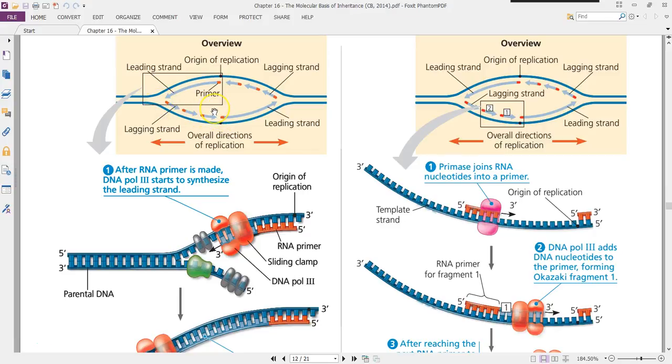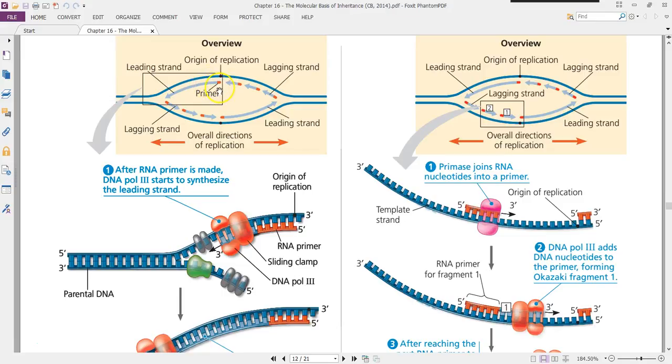But obviously that creates some issues, because if this strand is being made continuously this way, and we call this the leading strand, then this strand can't be made continuously this way in the opposite direction, because this strand has to keep up with this strand here. So hopefully you can see why that could potentially create some problems.